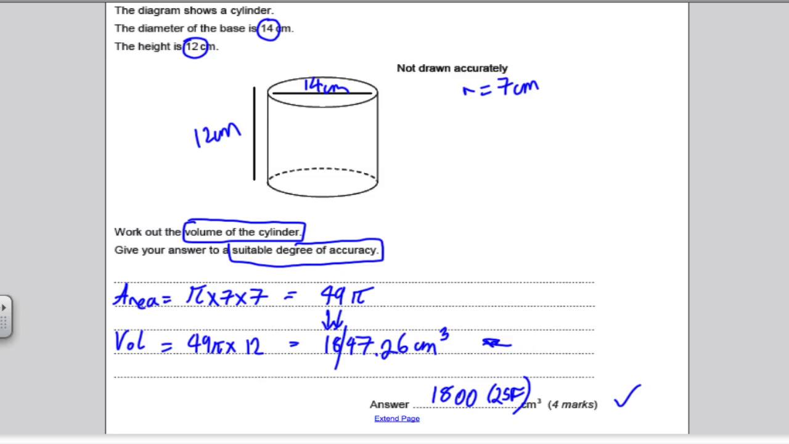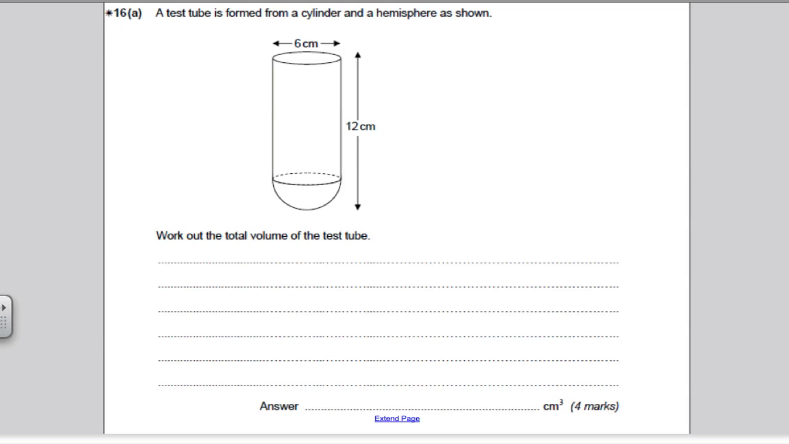Okay, next question. Again, pause the video, have a go. It's using cylinder knowledge as well. Have a go and see where you can get to. Just before we do that, I'm going to show you the question here.